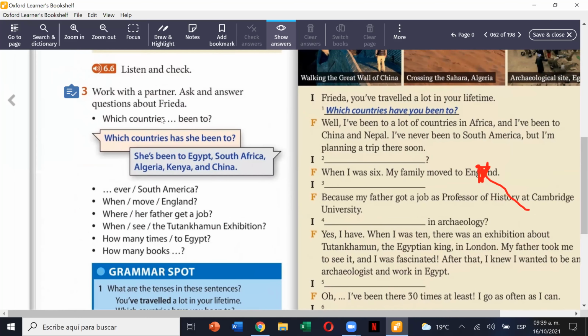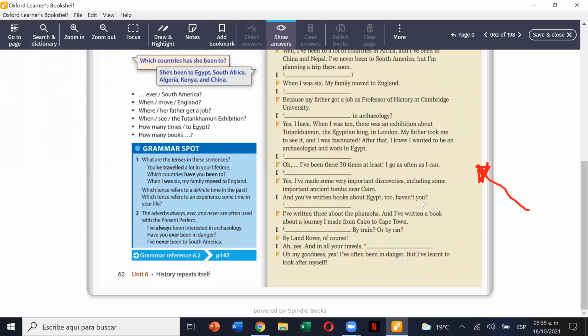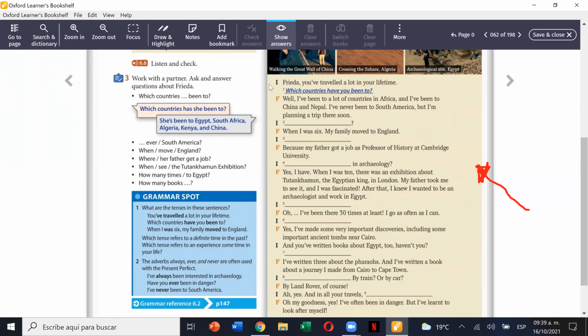It says work with a partner and make the questions to Frida, ¿no? The first one is already done. Which countries has she been to? Yeah. She's been to Egypt, South Africa, Algeria, Kenya, and China. Here in third person, las preguntas siempre van a estar aquí en tercera persona. Aquí recuerden que es como una interview, como si nosotros fuéramos Frida Hoffmann, ¿no? Pero aquí es en tercera persona.